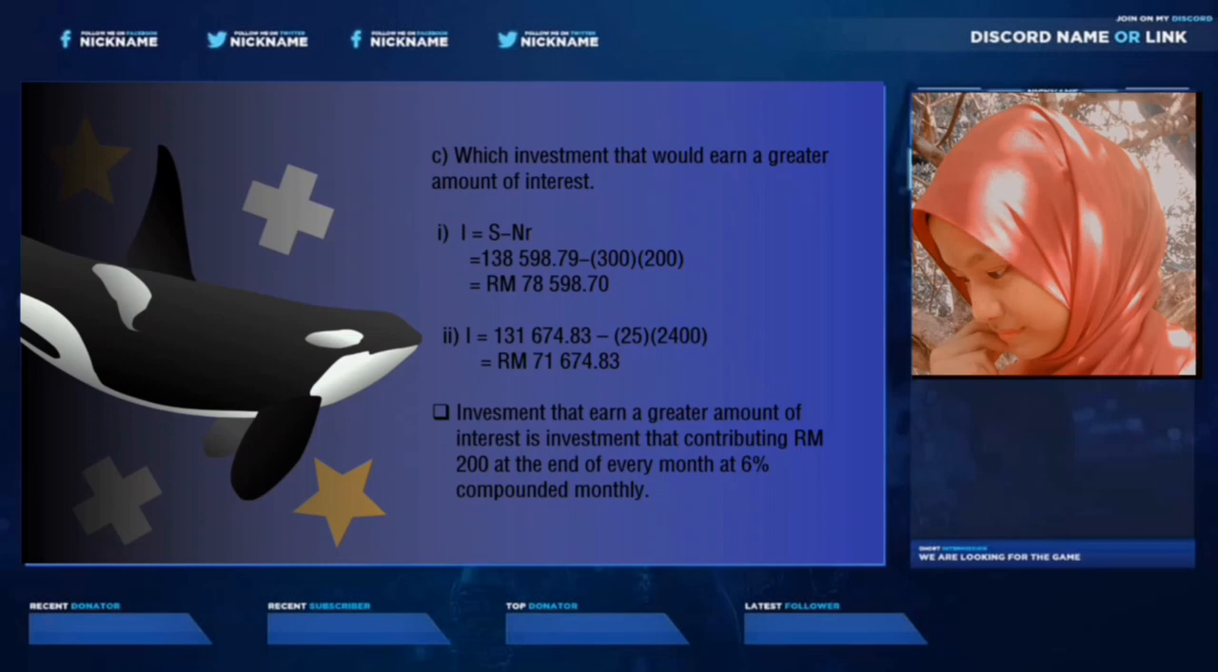For the last question, we've been asked to compare between two investments that will give a greater amount of interest to Mr. Abdul Wahid. For this question, we will use a formula of interest which is I equal to S minus N times R. Firstly, we will look at the interest from contributing 200 ringgit at the end of every month at 6% compounded monthly.